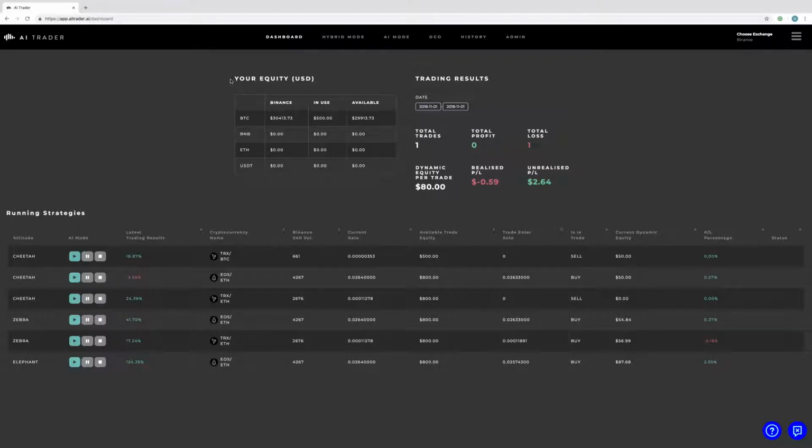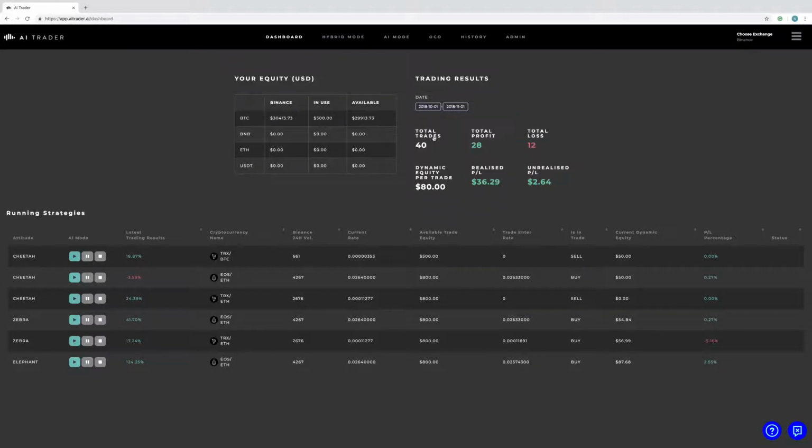Based on your exchange, you'll see your equity in USD. So over here we have BTC, BNB, ETH, USDT, and you can see that I have no money in these three, and I have some money in Bitcoin. Also, you can see how much of your equity is in use through AI Trader and how much is available.